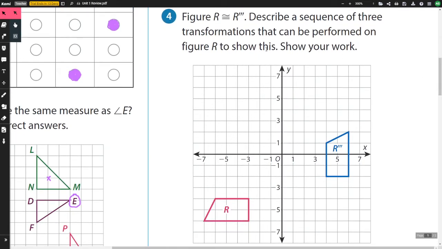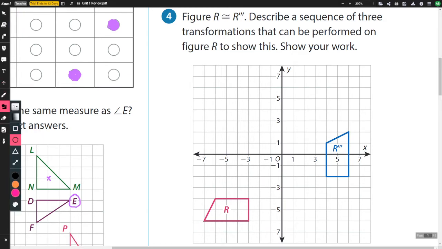So figure R is congruent to R prime prime prime. So congruent means the same size, and this is the symbol we use to show that, as opposed to writing out congruent. We need to describe a sequence of 3 transformations that can be performed on figure R to show this. Show your work. So showing my work would be actually doing the transformations that I write down.